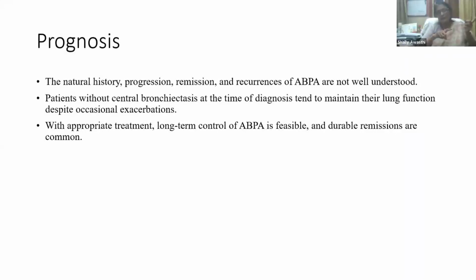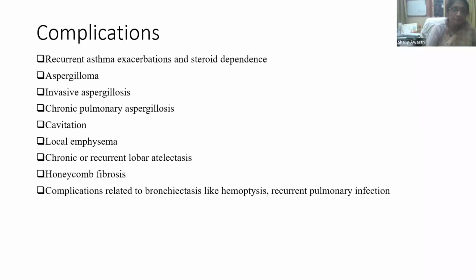Go back to our index case. Our index case had central bronchiectasis at the age of 1 year. With appropriate treatment, long-term control of ABPA is feasible. Durable remissions are common. So even though our index case had central bronchiectasis at the age of 1 year, if we had diagnosed her with ABPA, perhaps we should have kept her in a longer duration of remission.